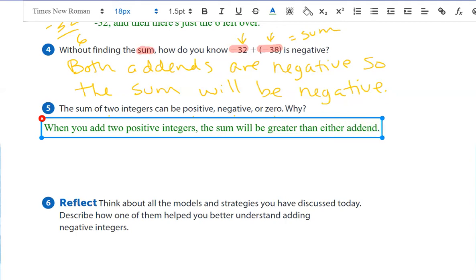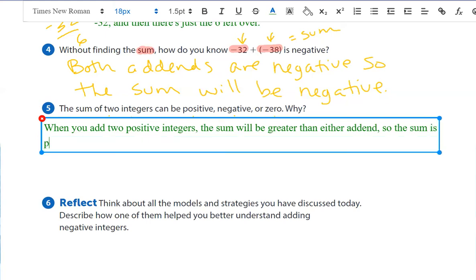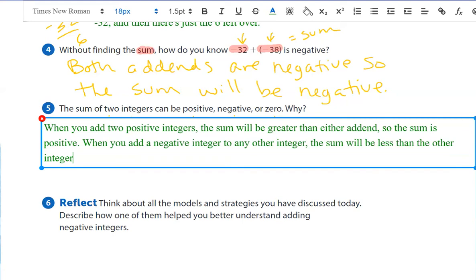You know, because when you do 3 plus 4, you're going to get a bigger number at the end, 7. So the sum is positive. When you add a negative integer to any other integer, the sum will be less than the other integer. So it could be positive or negative.